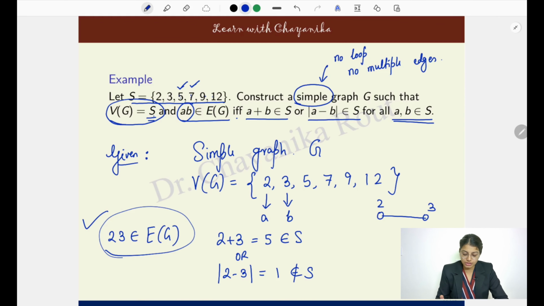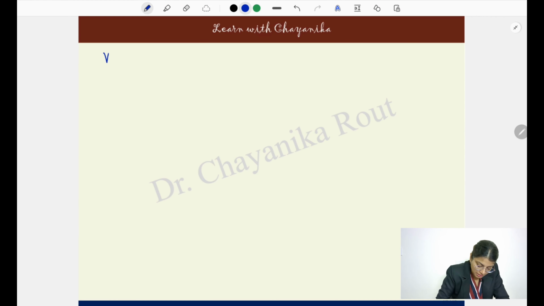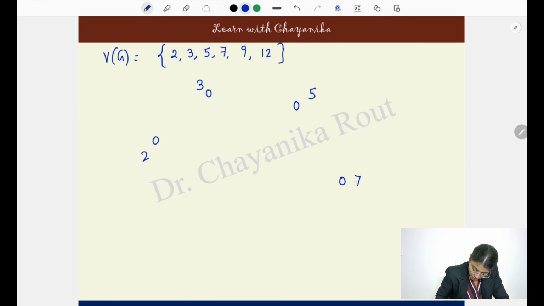So let's draw the graph. Since Vg is going to be the set 2, 3, 5, 7, 9, 12, let's draw the vertices 2, 3, 5, 7, 9, 12. Now when we are given the order of the graph, it's better to place the vertices in a circular fashion. Now after our vertices are placed properly, now our idea is to construct the graph by drawing the edges.